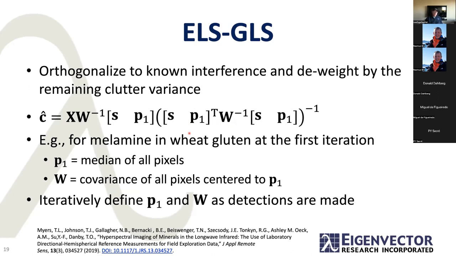So imagine that with the wheat gluten, I start by saying my interference is going to be the median of all the pixels. And the W, my weighting matrix, is going to be the covariance of all the pixels centered about that median. As I find detections, I leave them out of my covariance and I calculate a new interference spectrum. So we can iterate on that too, and it works reasonably well. We've got a paper on that if you guys are interested, that is applied to standoff detection. And man, it just works like gangbusters.